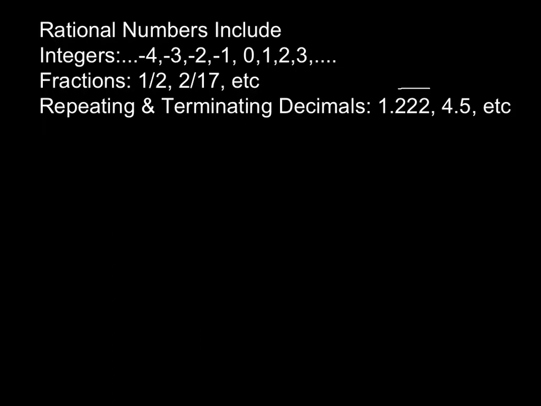Rational numbers basically include everything you've done up until now. It includes all of the integers, all of the fractions, and all of the decimals that are either terminating or repeating. So that's basically everything you've dealt with up until now.